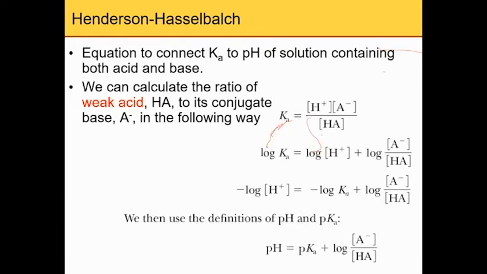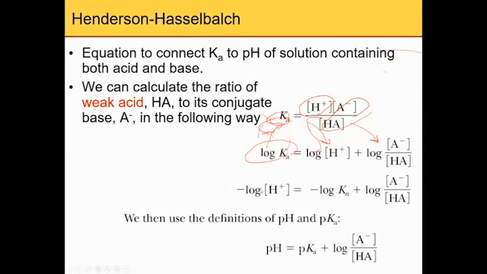You take a log on both sides, all right? So you put the log here, a log on Ka. So it gives you log Ka, and then you have log H, all right, plus log of these two. So you have log H plus log of this ratio.